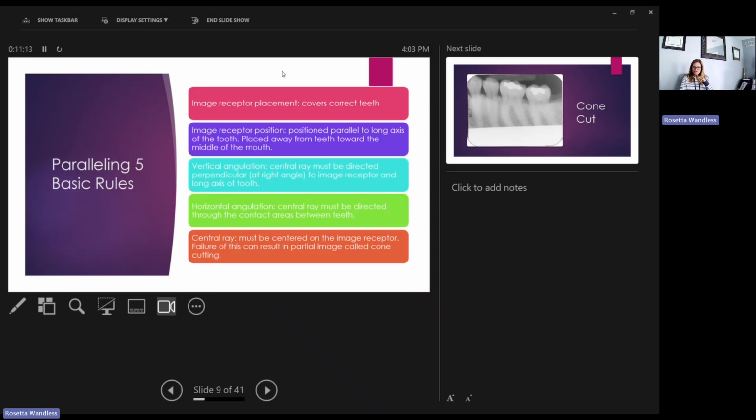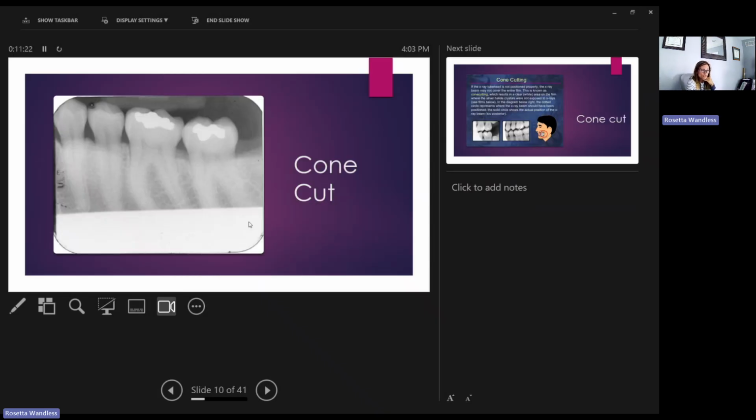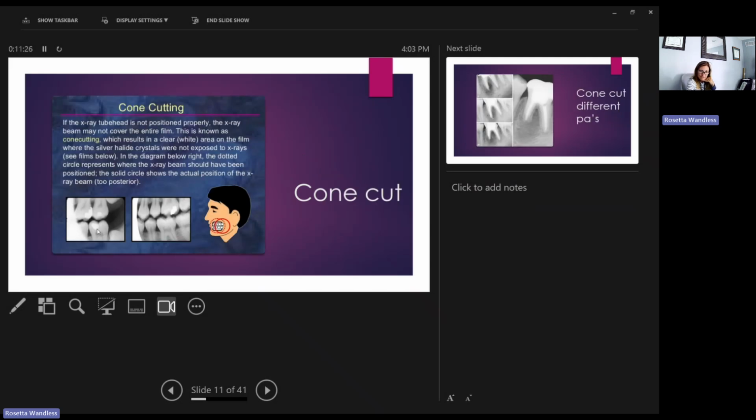The central ray must be centered on the image receptor. Failure of this can result in a partial image called cone cutting, meaning we're going to cut out some of the picture. This is an example of a cone cut. These are more examples of a cone cut, where our central ray is completely off center or off the 90-degree angle.